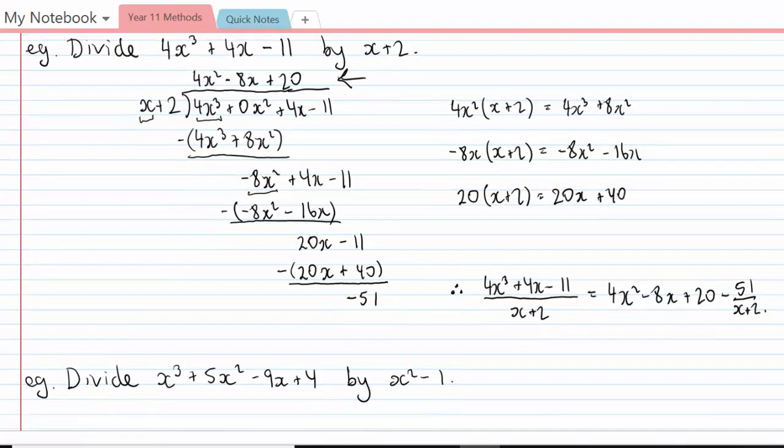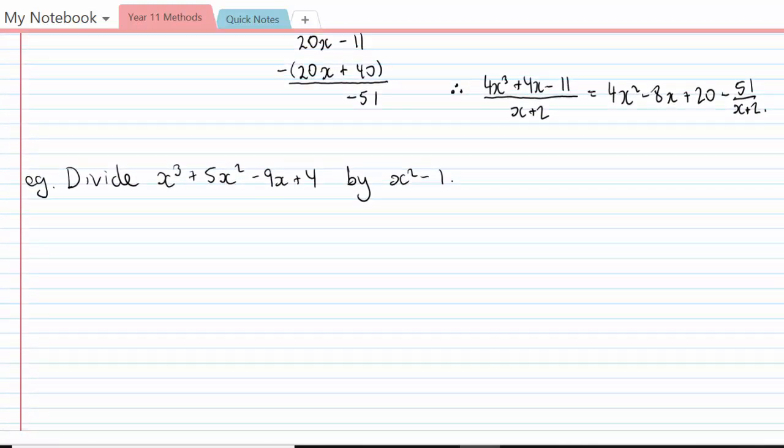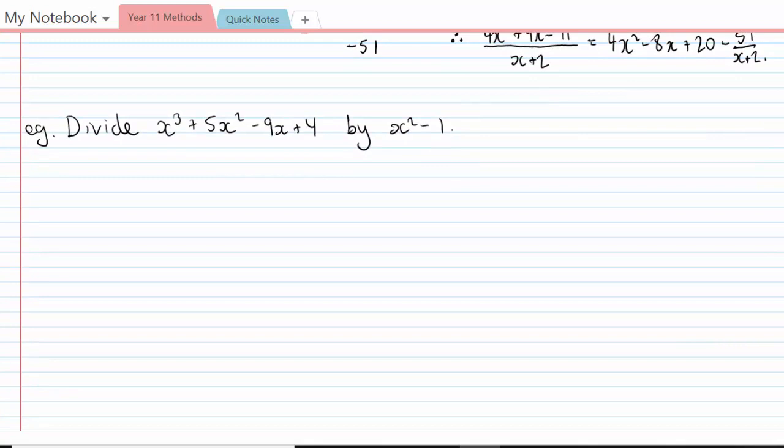The last example, which you can already see on screen, divide x cubed plus 5x squared minus 9x plus 4 by x squared minus 1. So this is a non-linear term or equation term. What am I looking for? Expression, that's the one that we are dividing by. So write the x squared minus 1 out the front, and then the x cubed plus 5x squared minus 9x plus 4.